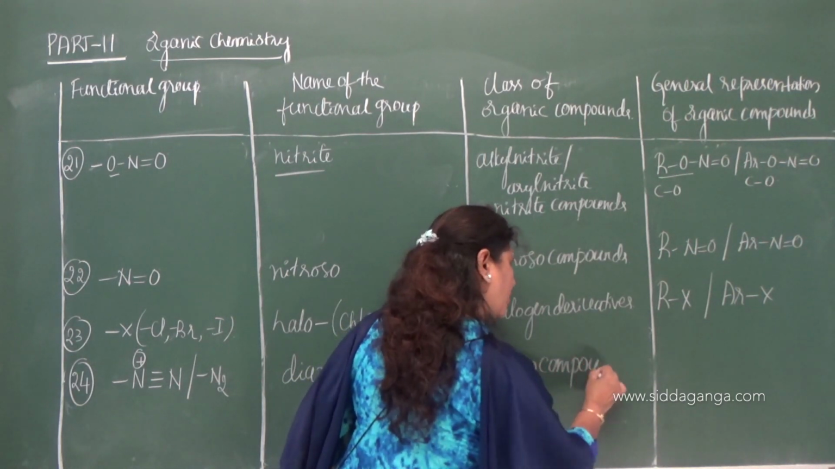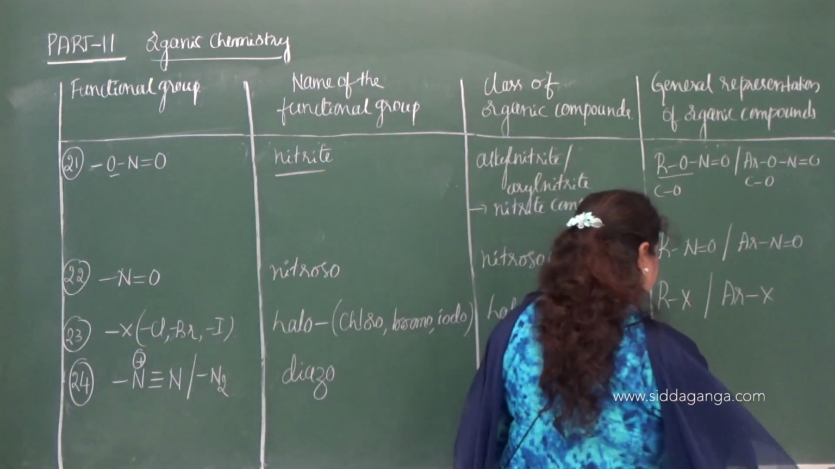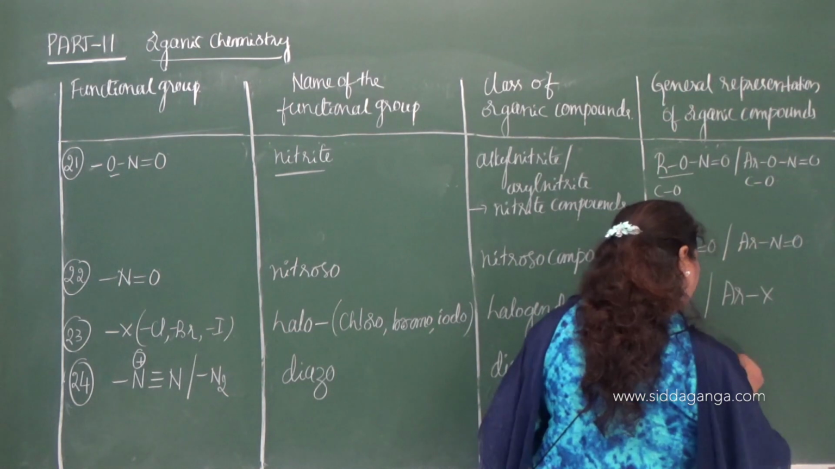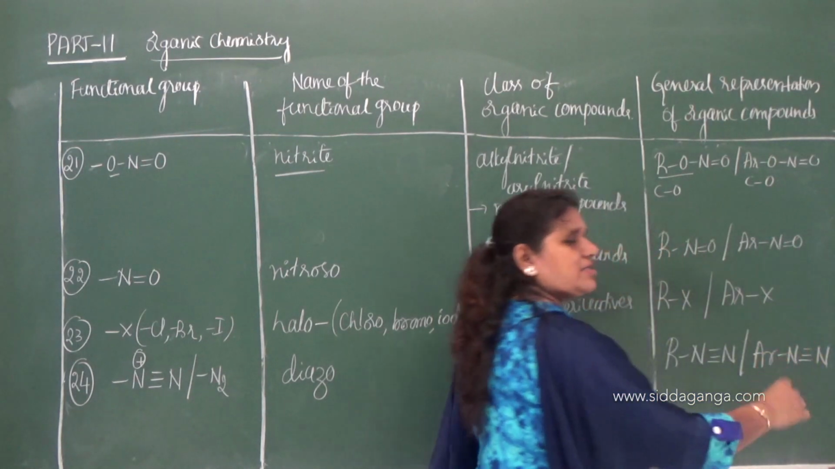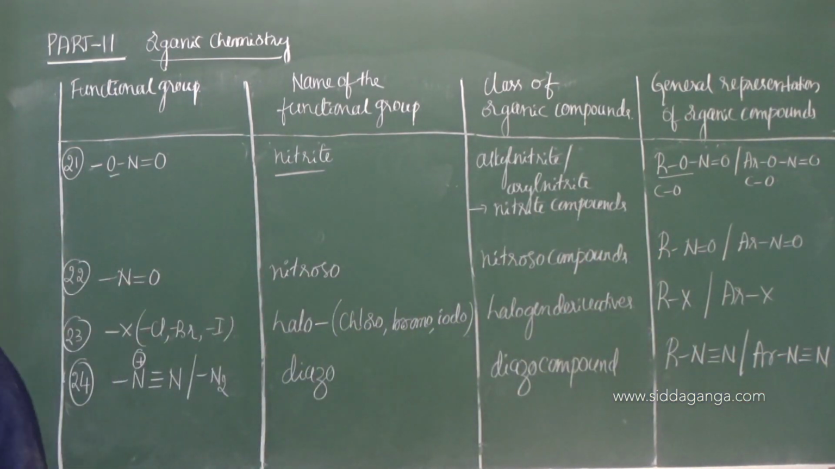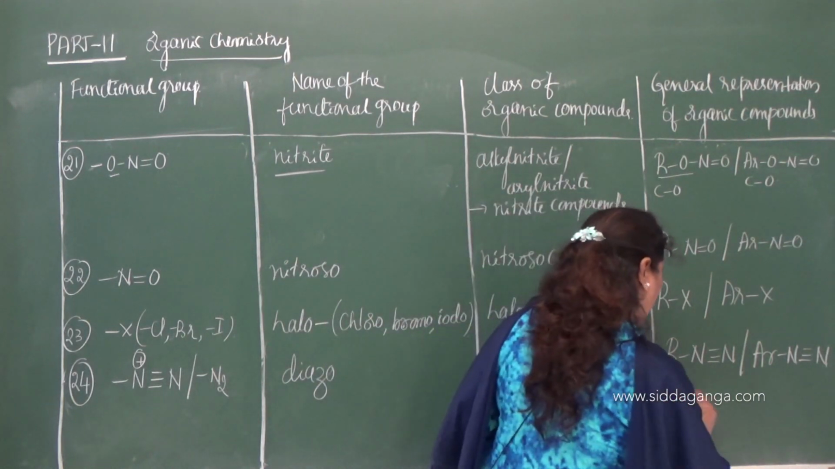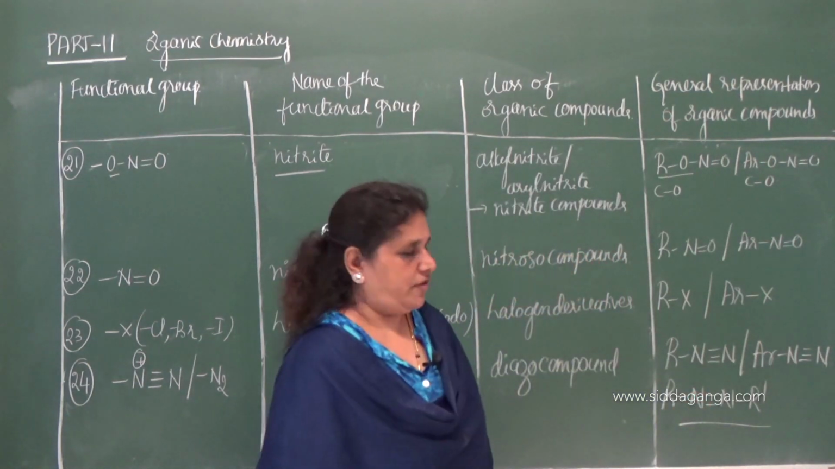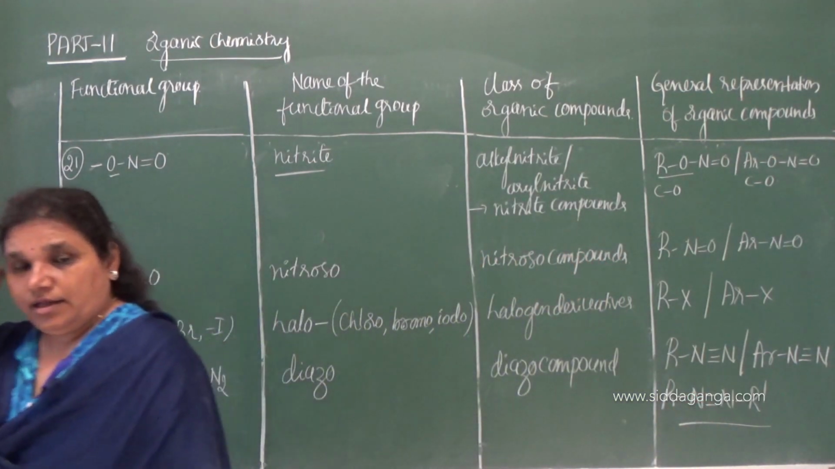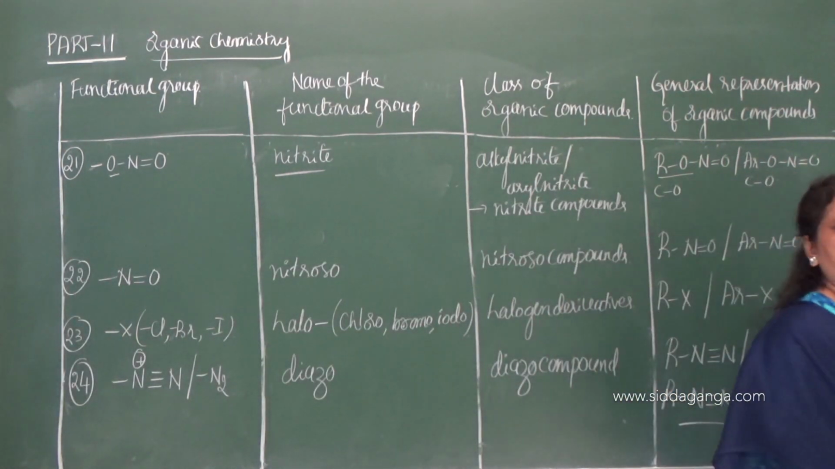Diazo compounds are represented by R-N triple bond N, which is the general representation of aliphatic or aromatic derivatives. You can also represent this as R-N double bond N-R dash. So this is also possible with the diazo group. These are called a class of organic compounds based on the nature of the functional group.